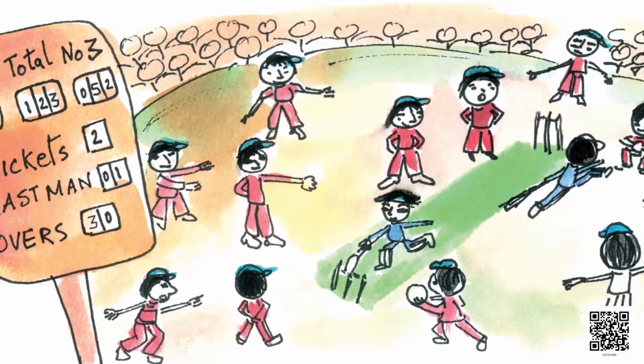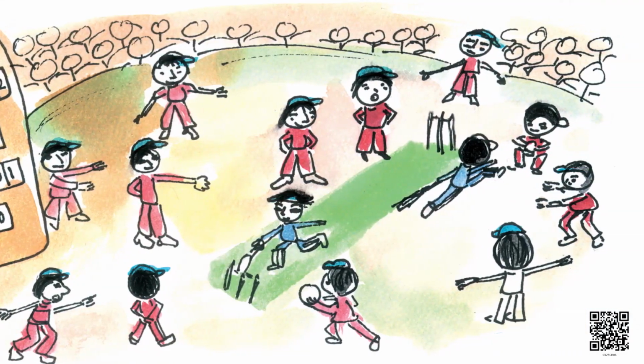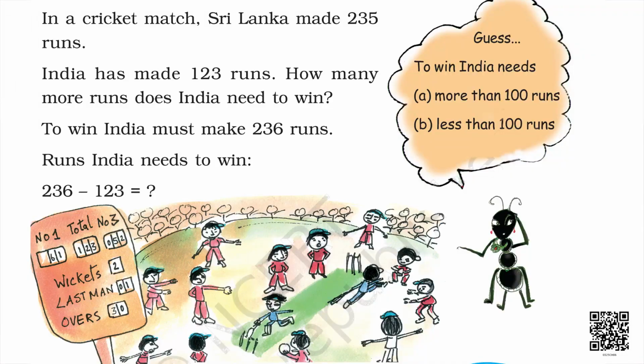Now students, in the first part, you might be very much familiar with a cricket match. You might have seen a cricket match various times. Also, you might have played cricket in the playground or maybe even in your gully. So, in a cricket match, Sri Lanka made 235 runs and India has made 123 runs. How many more runs does India need to win?